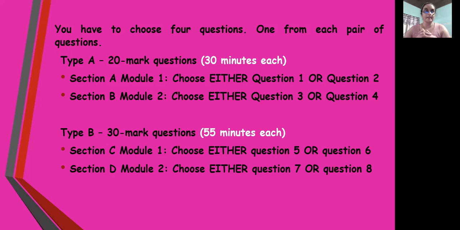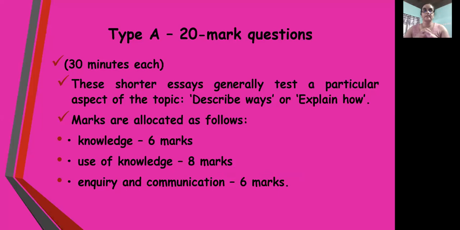Okay? And then you have Type B questions, which are 30 marks. And again, they come from Modules 1 and 2. Now, the Type A questions, which are 20 marks, as I said, I worked it out that you will have 30 minutes to write an essay for 20 marks. These are the shorter essays, and they test a particular aspect of the topic. So when these essays come, you will see "describe ways" or "explain how."